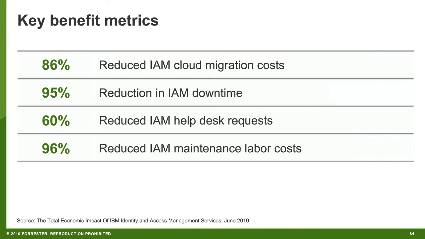Then, once on an identity as a service model with IBM, the organization also benefited from reduced IAM system downtime by 95%, reduced help desk requests by 60%, and then finally reduced IAM maintenance labor costs by 96%. All right? And that's the eagle view of our study in a nutshell.